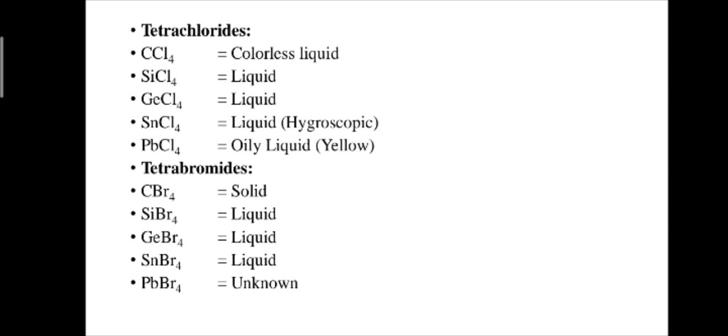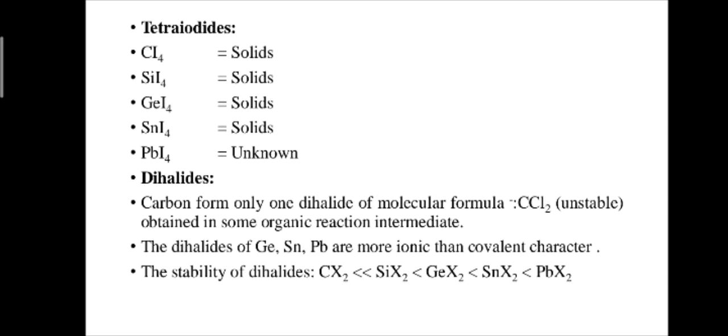Tetrachlorides. All the members of the carbon group elements form tetrachlorides. Carbon tetrachloride is a colorless liquid, silicon tetrachloride is also a liquid, germanium tetrachloride is also a liquid, tin tetrachloride is a hygroscopic liquid, lead tetrachloride is a yellow oily liquid. Except lead, the rest of the carbon group elements, carbon, silicon, germanium, tin, form tetrabromides. Except lead, the rest of the carbon group elements form tetraiodides.